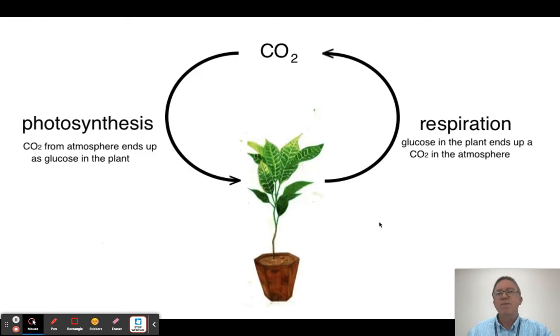Let's just think of it this way. Photosynthesis is a small example of the carbon cycle. Carbon dioxide comes into the plant during photosynthesis, and then when the plants need to use that glucose, they release the carbon. Respiration puts that carbon dioxide back in the atmosphere, and it completes this cycle.